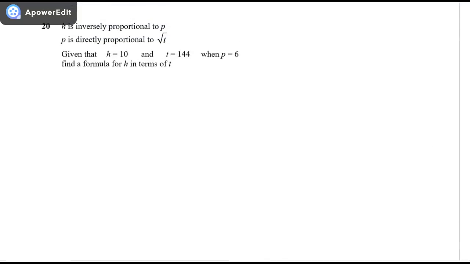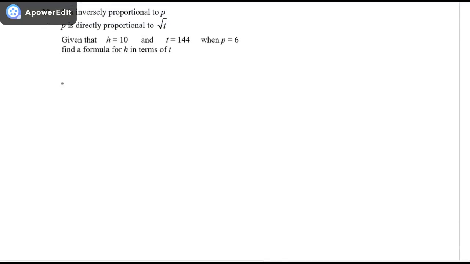This question is 4 marks, and the question is very easy peasy lemon squeezy. So h is inversely proportional to p, so I can say that h is 1 over p, and p is directly proportional to t root. So I'm going to write down here p is directly proportional to root t. This is inversely, this is directly, so we can write 1 over p. Then given the values of h, t and p, we can write the formula of h in terms of t. So don't be confused, it's going to be easy.